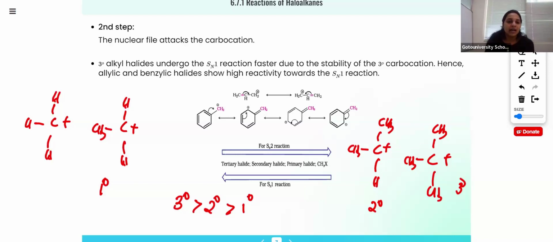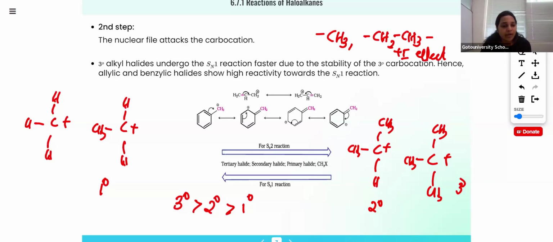Why? We know that all the alkyl groups, it may be CH3 group or CH2CH3, all these groups have a plus I effect. Plus I effect means electron releasing effect. Carbocations have a positive charge, meaning they are electron deficient species. They do not have much stability because of the deficiency of electrons. So when an alkyl group is connected to the carbon containing the positive charge, this alkyl group will give electron density towards the positively charged carbon, and then the carbocation gets stabilized.